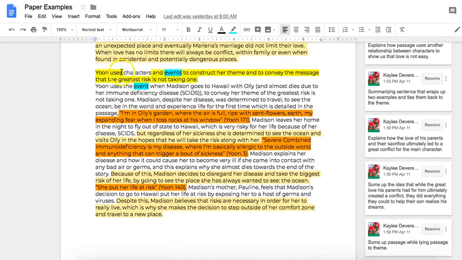Okay. So Yoon uses characters and events to construct her theme and convey the message that the greatest risk is not taking one. So events, and this paragraph we're going to talk about events. Yoon uses the event when Madison goes to Hawaii with Ollie and almost dies due to her immune deficiency disease to convey her theme of the greatest risk is not taking one. Madison, despite her disease, was determined to travel, to see the ocean, to be in the world and experience life for the first time, which is detailed in this passage.